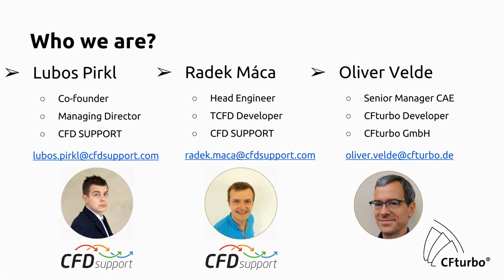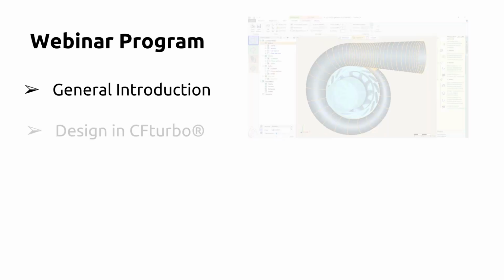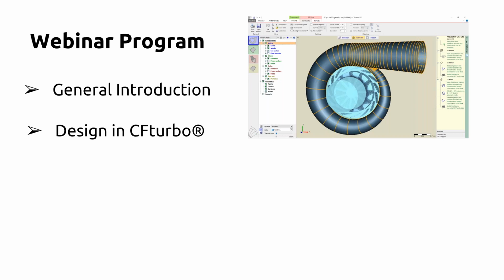So this is us. About the webinar program, the webinar is going to take about 1 hour, depending on the number of your questions and also how fast we are gonna make our job. There will be 4 parts in the webinar. In the first part, there is this general introduction. In the second part, let's call it the design part or CFturbo part, there will be a live example where Oliver is going to introduce CFturbo a little bit, and then he will show a live example of centrifugal fan, its design from scratch in CFturbo software, and with the final export of the designed model to turbomachinery CFD.